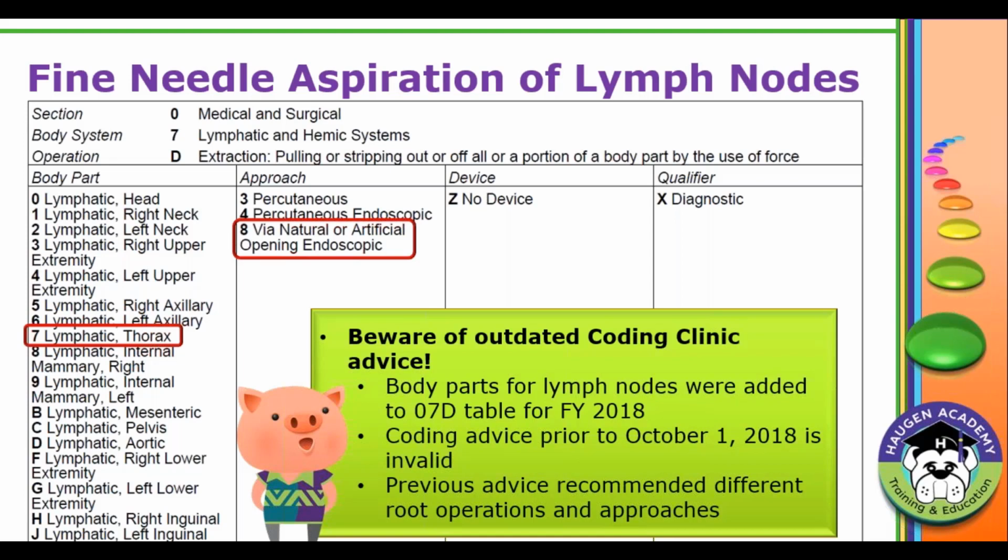There was a time when we didn't even have an extraction table in this section because they hadn't taken into account being able to code this. And if you're wondering why this is coded as extraction, it's because they're putting a needle inside the lymph tissue and pulling back. That kind of sucks it out. It's not really cutting. It's suction, it's aspiration, and so it codes to the root operation extraction.